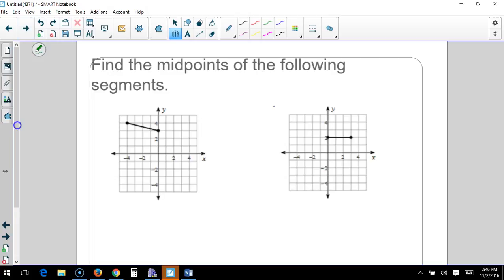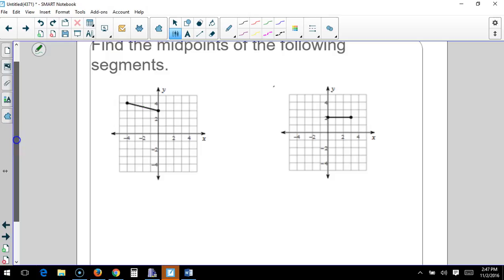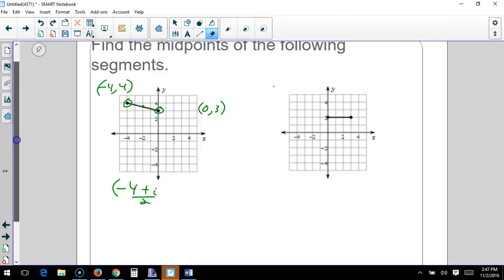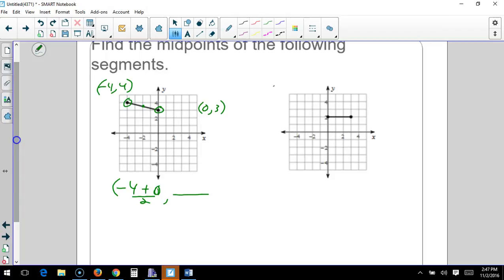Find the midpoints of the following segments. Well, it looks like it might be here at negative 2, 3.5. But let's find out. This point right here is 0, 3. And this point right here is negative 4, 4. So again, we take the x's and we add them, divide by 2. And then we take our y's and divide by 2. Well, negative 4 plus 0 is negative 4, divided by 2 is negative 2. That matches up. 4 plus 3 is 7, divided by 2 is 3.5, which is what we estimated.